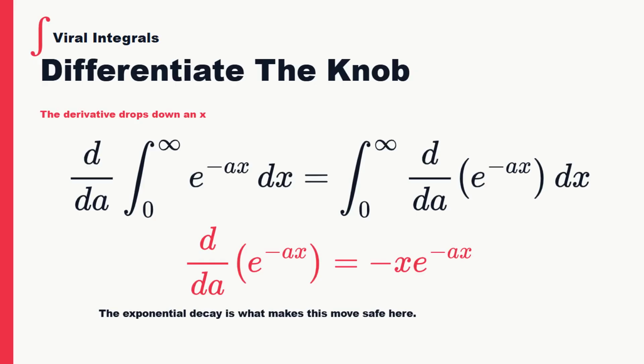Now here is the actual differentiation under the integral sign step. We take the derivative with respect to a while the integral is still sitting there. Since x is the integration variable, a is the thing we are differentiating against. And the derivative of e to the negative ax is negative x times e to the negative ax. That's where the x comes from.